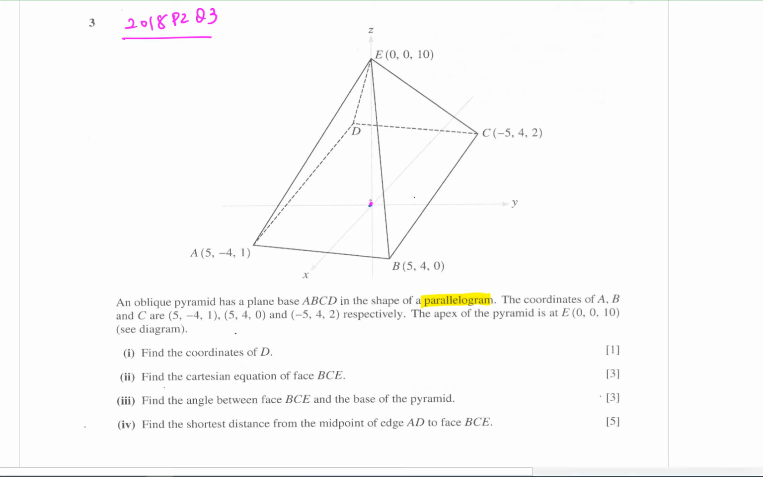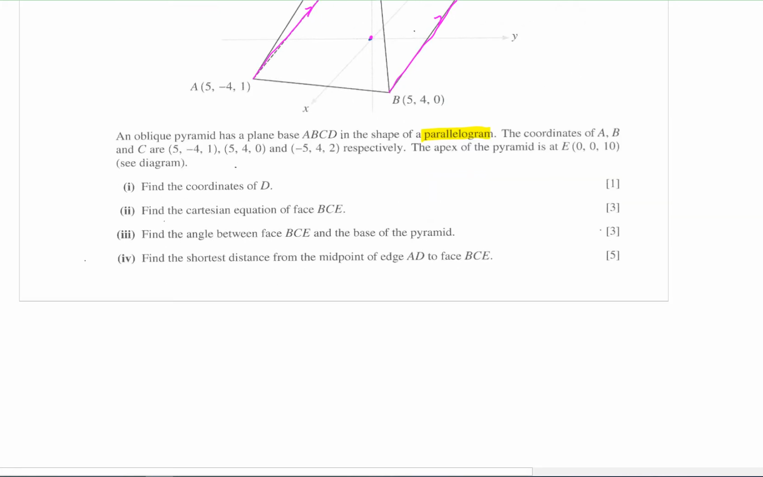D is one of the vertices of the parallelogram, so I can use equality of vectors over here. In this case, I want to use vector AD. Vector AD is equal to vector BC. Remember, the direction A to D should be equal to B to C. You can't use AD equal to CB. It should be in the same direction. All right, I'm going to write this down quickly.